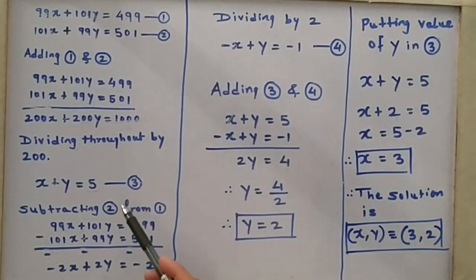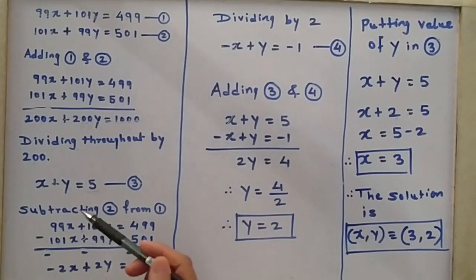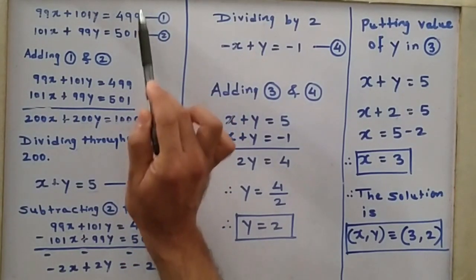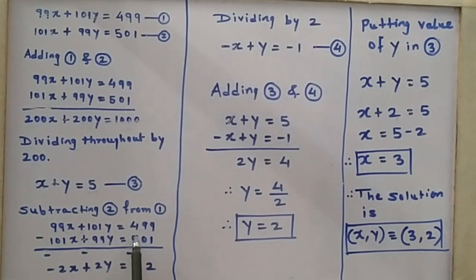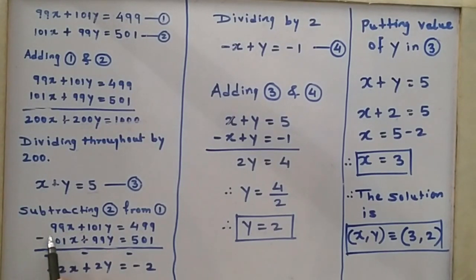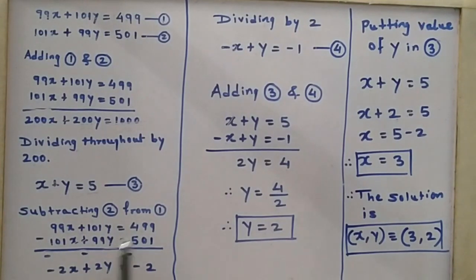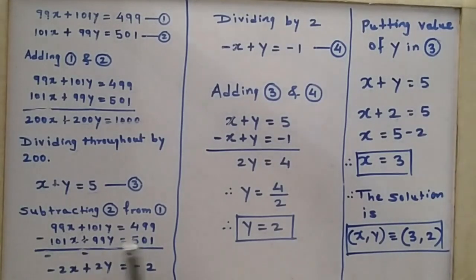After that we'll subtract both the equations. So subtracting equation 2 from equation 1, we have given a minus sign here because we are subtracting. And as you are aware, we have solved this in 9th standard. The signs of the second equation are going to get changed. That is, the sign of 101x is positive here, so it becomes negative, the sign of plus 99y also becomes negative, that is minus 99y, and the sign of 501 is also going to become minus 501.